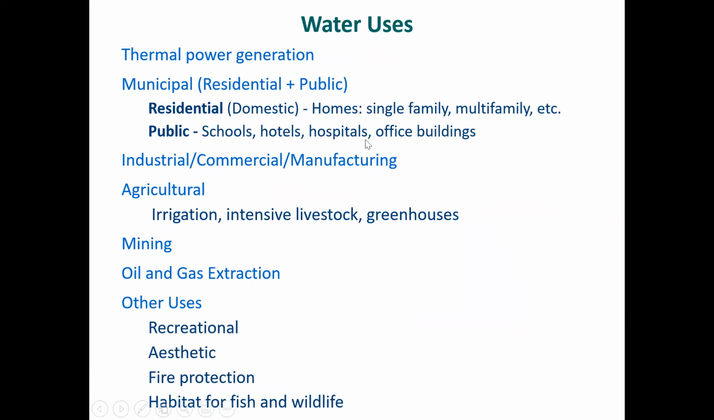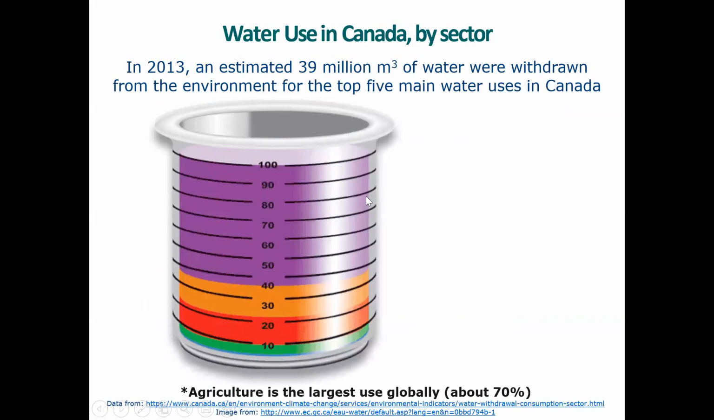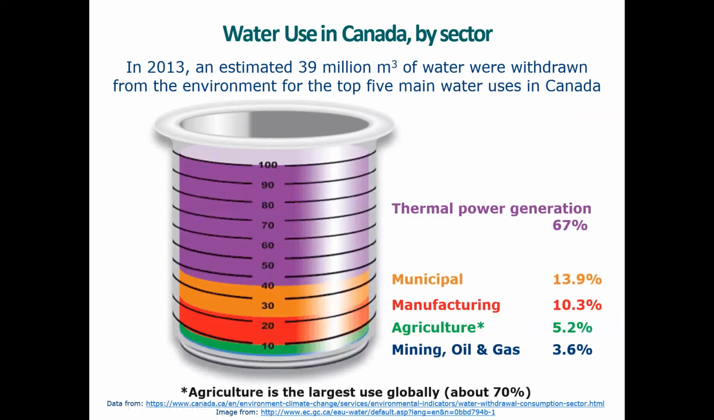So I feel like I have these notes slightly out of order, but there's some of the uses that we talked about already. So I wanted to talk about the homes here, but there's some numbers again. So 67% thermal generation, and municipal, that includes homes, and public is about 14%.